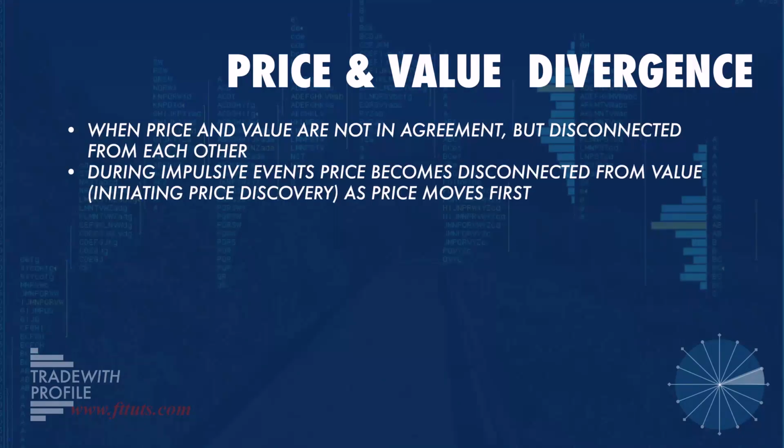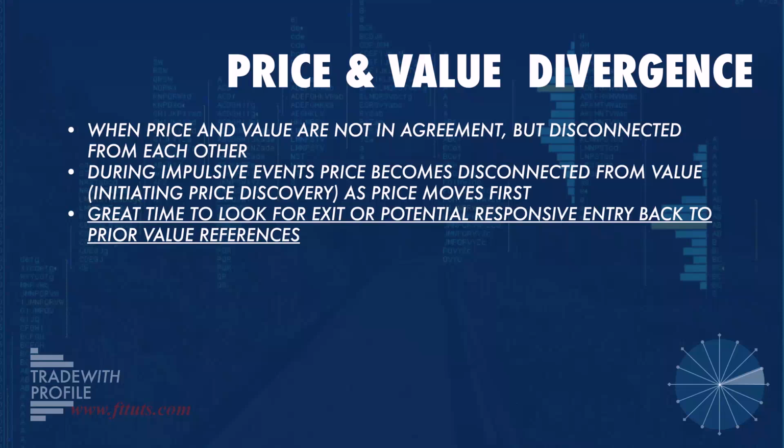And this happens because during impulsive events, price becomes disconnected from value. When you have strong price discovery, price moves first, value's got to catch up. And when you see price moving away from value and you're in the position, that's a great time to look for the exit. You've got good trade location to exit, or look for potential responsive entries to trade back to prior value references.